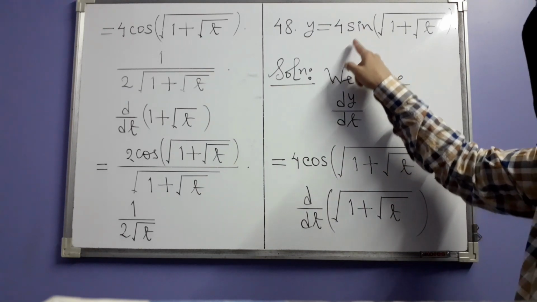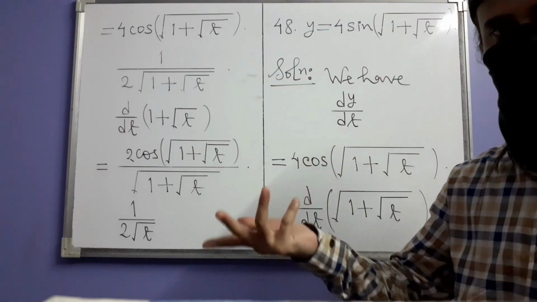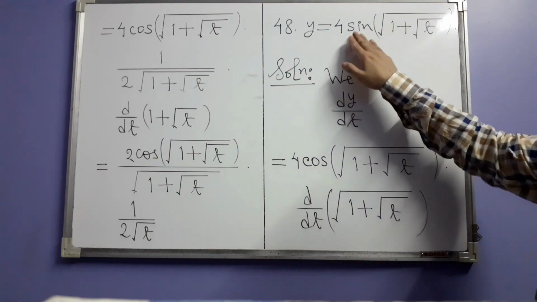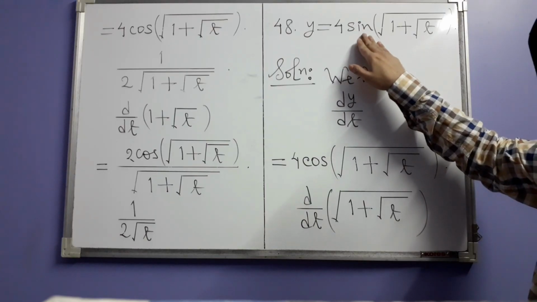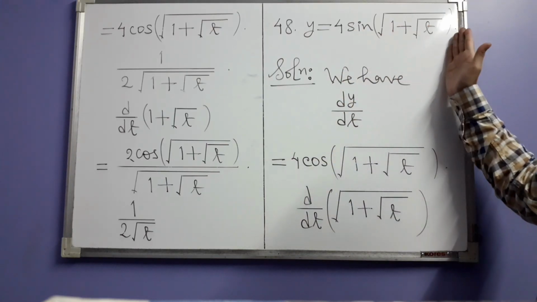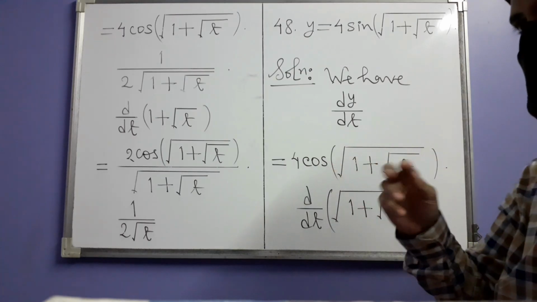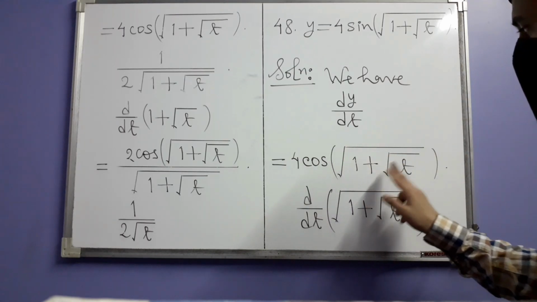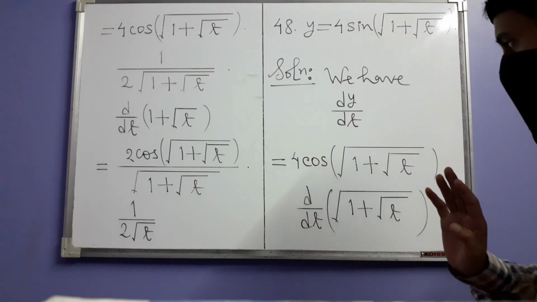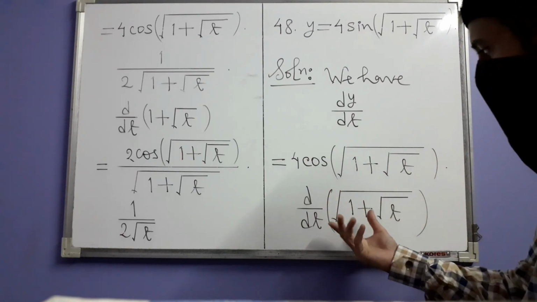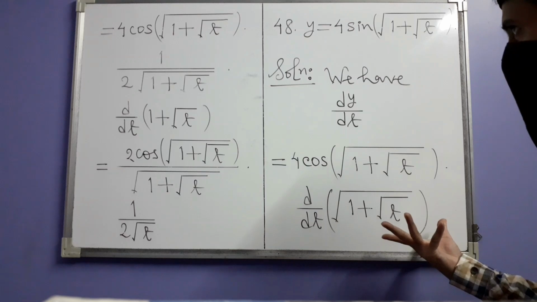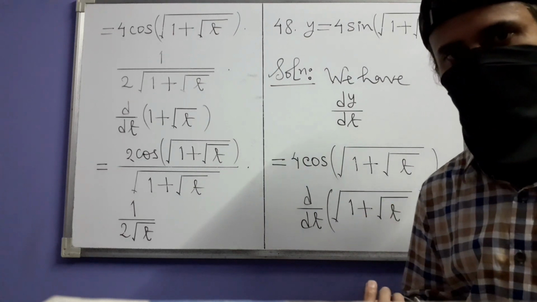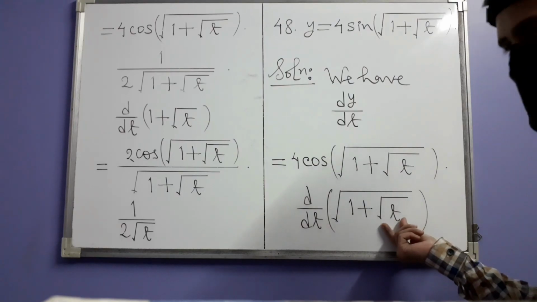So your outer room 4 of course will first of all go outside by the constant multiple rule, need not think about it. So first you differentiate the outer room, you get cos. The entire inner room and the room within itself, everything remains intact, untouched. So square root of 1 plus root t. Then you multiply that with the derivative of the inner room. And here itself you have to apply the chain rule once more because there is another little inner room sitting inside.